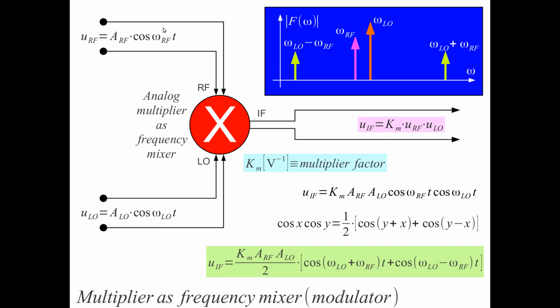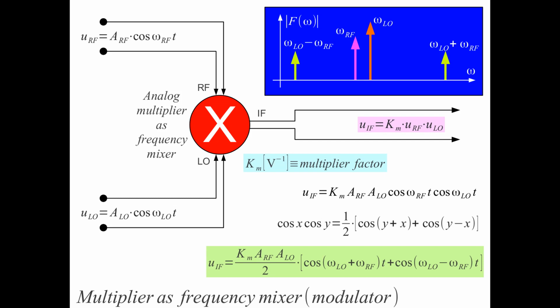We multiply the input signal with the local oscillator signal. What do we obtain at the output? For the intermediate frequency voltage, the time domain instantaneous value is the constant of the multiplier times the product of both voltages. So if we have a product of cosines, we can convert the product of two different cosines into a cosine of the sum of the two frequencies and a cosine of the difference of the two frequencies.